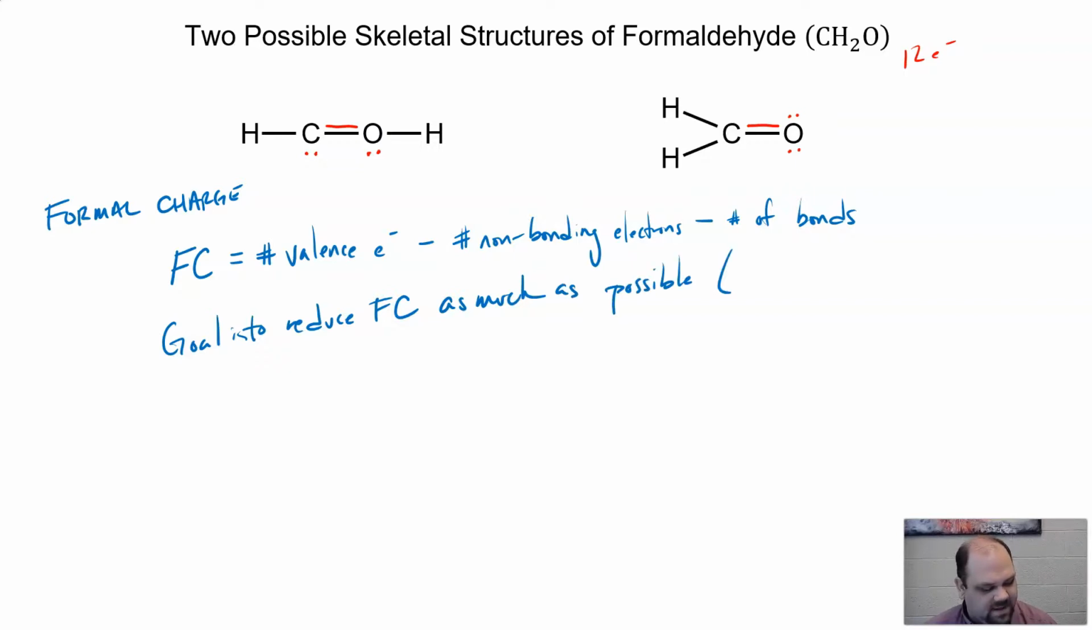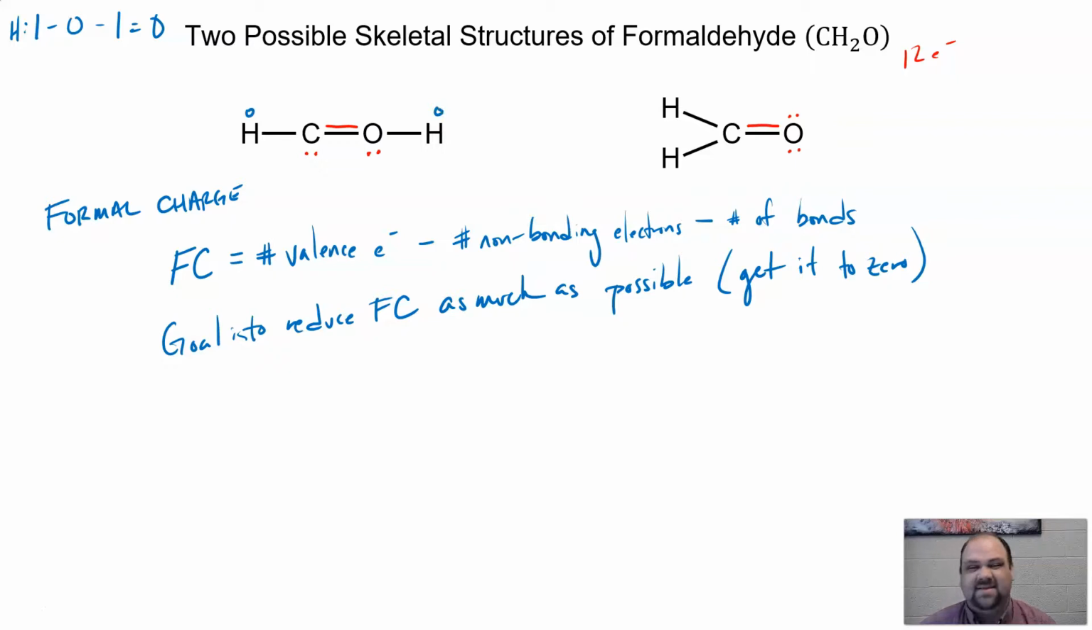Right? We want to get it to 0. We don't want negative formal charge, we just want 0 formal charge. So if we look at this hydrogen on the left-hand side of the left-hand molecule, I'm going to do these formal charges up here. For the first hydrogen, the number of valence electrons in hydrogen is 1. The number of non-bonding electrons for that hydrogen is 0. And the number of bonds that hydrogen has is 1. 1 minus 0 minus 1 is 0. And so this hydrogen has a 0 formal charge.